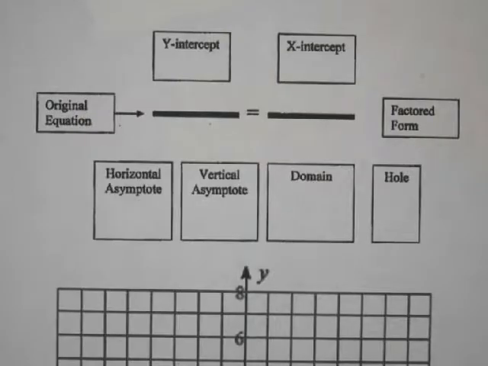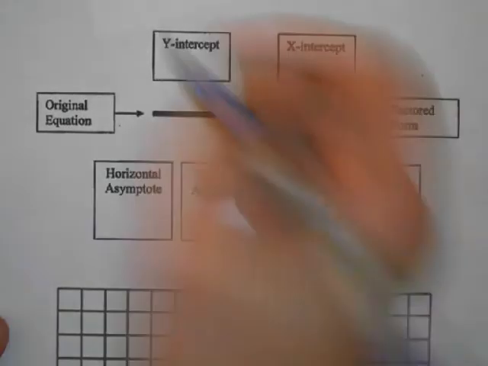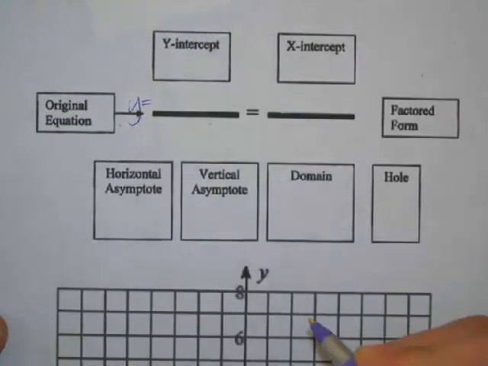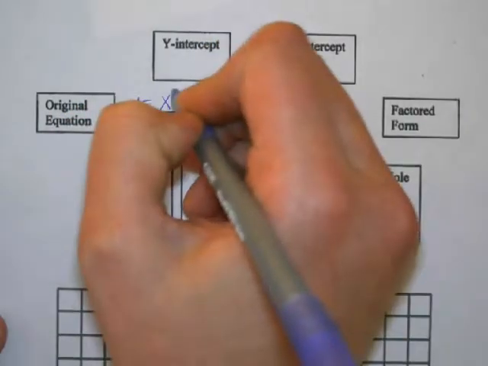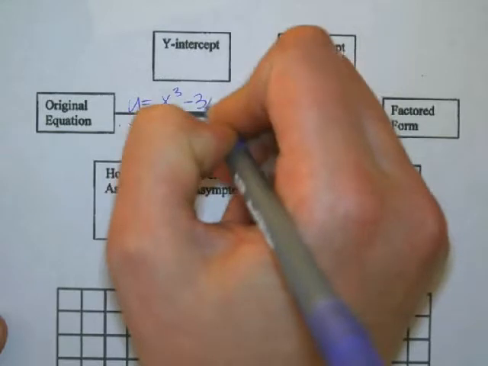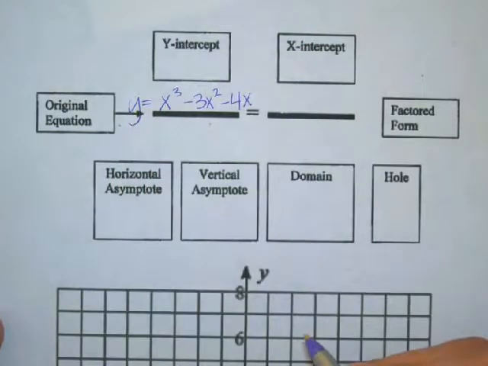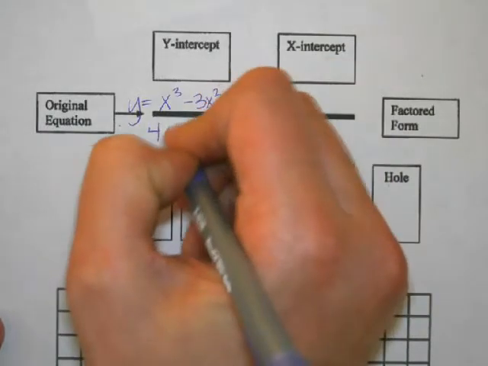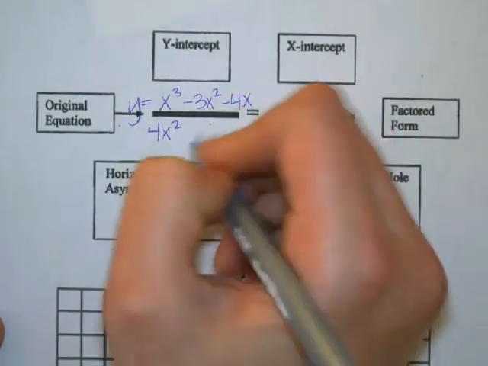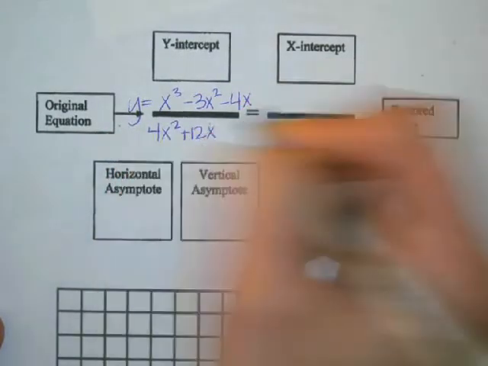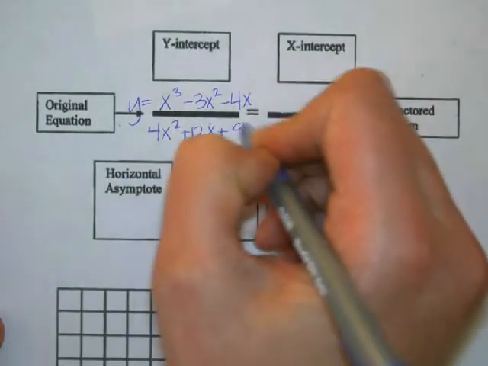All right, so the first problem that we're going to do is y equals x to the third minus 3x squared minus 4x, all divided by 4x squared plus 12x plus 8.